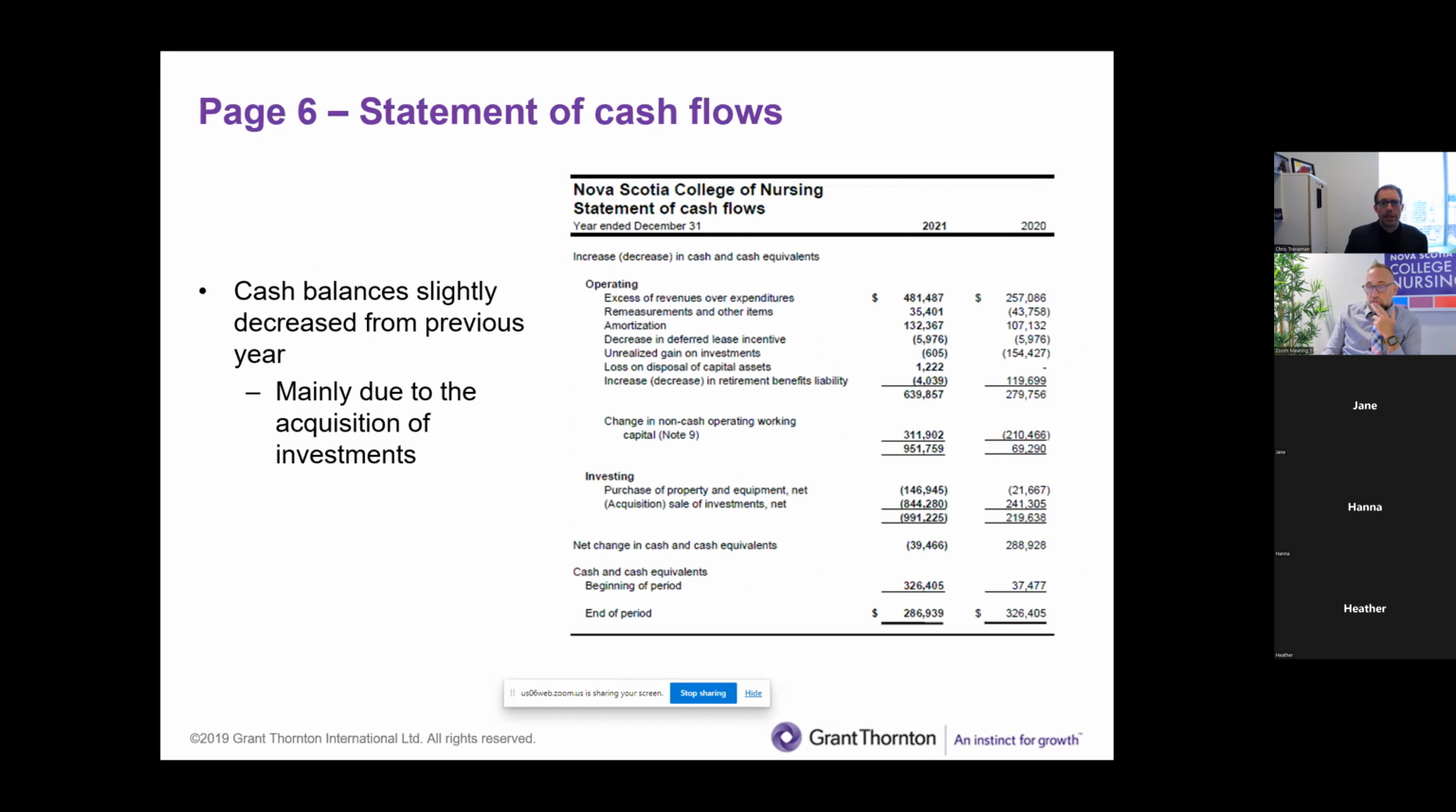Page 6 of the financial statements highlights the cash flows and really provides a continuity of the cash balance year to year. So we can see that in the current year, there has been a $39,000 decrease in cash overall. However, this is really driven by the acquisition of investments for the current year. We see that cash generated from operating activities is positive at 951, which again is great to see because positive cash from operations is always a healthy sign of a healthy organization.